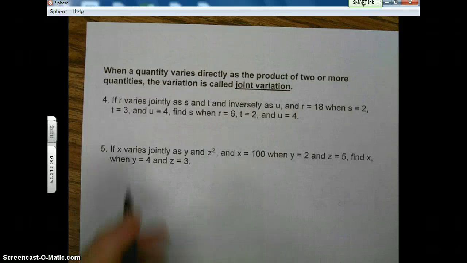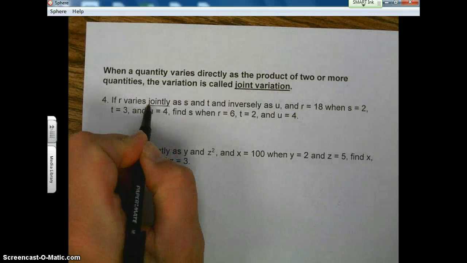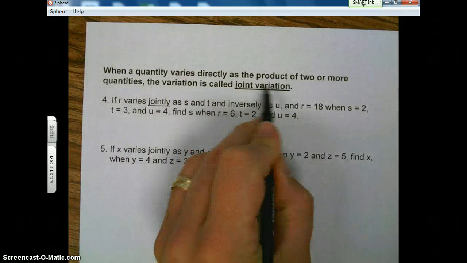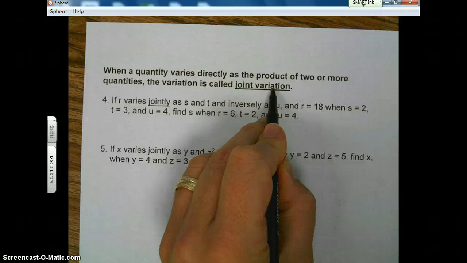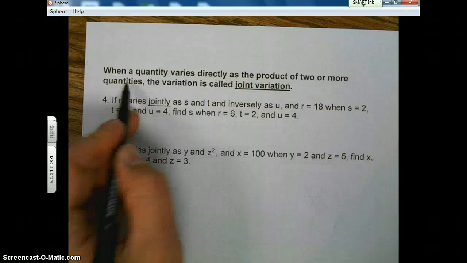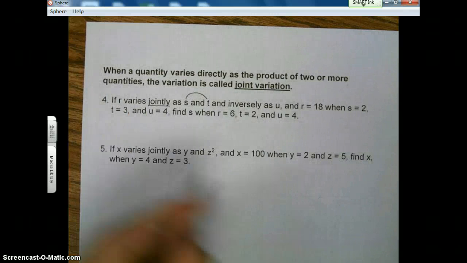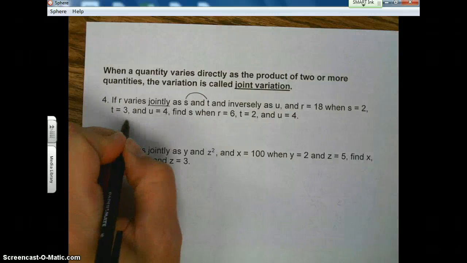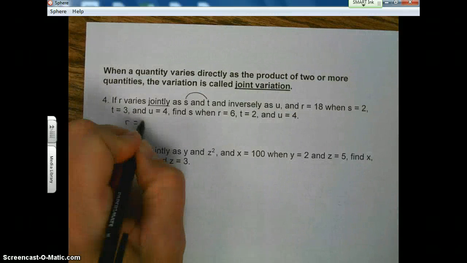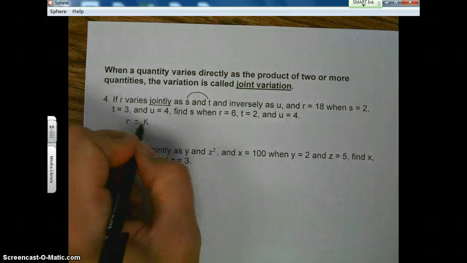Okay, so when you see the word jointly, that's a joint variation. It's a product of two or more quantities. So here are our two quantities right here, S and T. So we're going to have R equals, don't forget your K, that's your constant of variation.